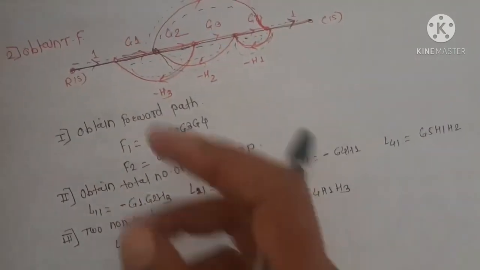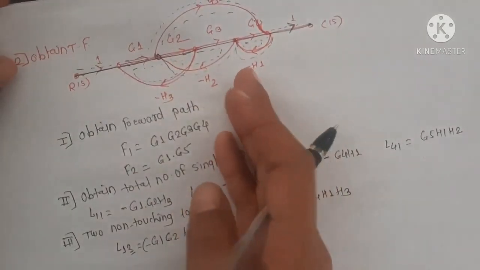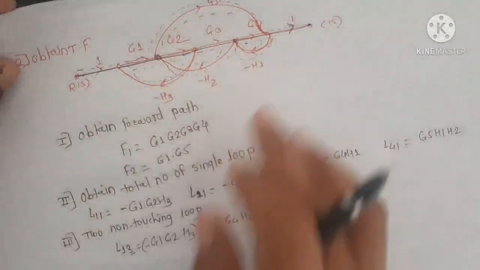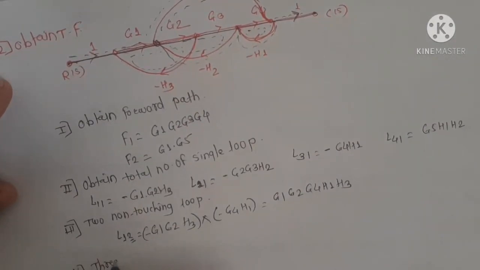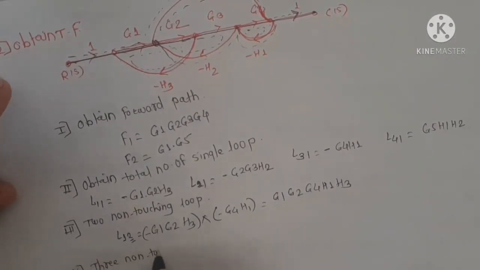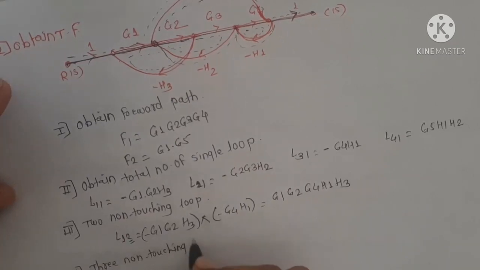Find whether another 2 non-touching loops are present or not. No, only 1 2 non-touching loop is present. Find whether there are 3 non-touching loops present or not. Here no 3 non-touching loops are present, that is 0.